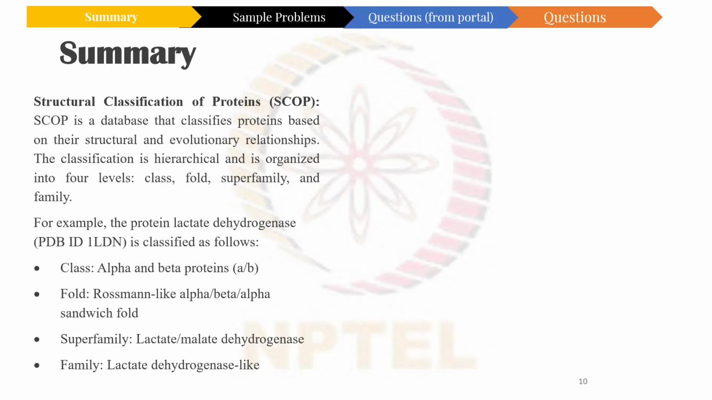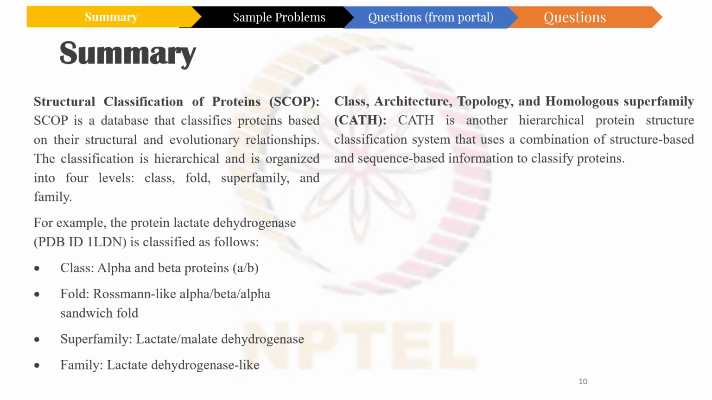For example, the protein lactate dehydrogenase, with the corresponding PDB ID 1LDN, is classified as follows in the SCOP database. The class of this protein is alpha and beta protein, and the fold is the Rossmann-like alpha beta or alpha sandwich fold. Next, the superfamily it belongs to is lactate or malate dehydrogenase, and the family is lactate dehydrogenase-like family. Next is CATH.